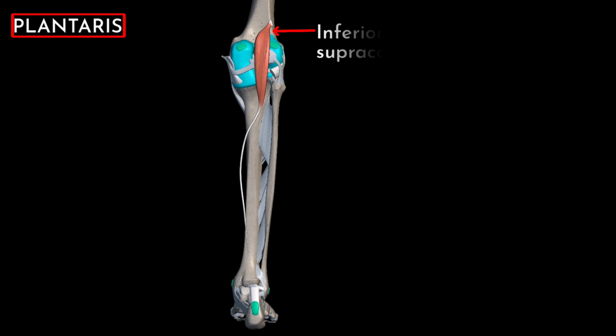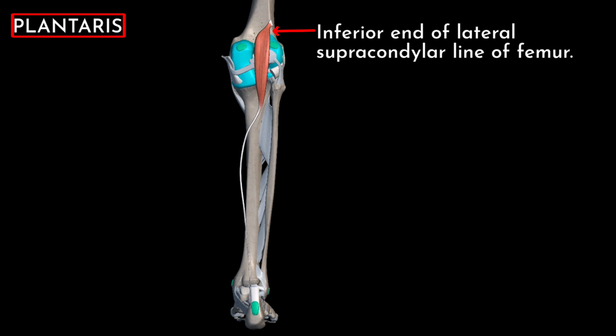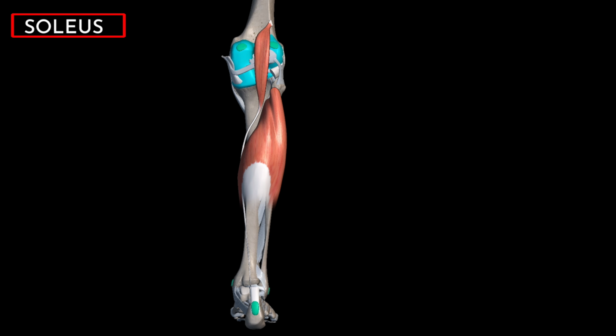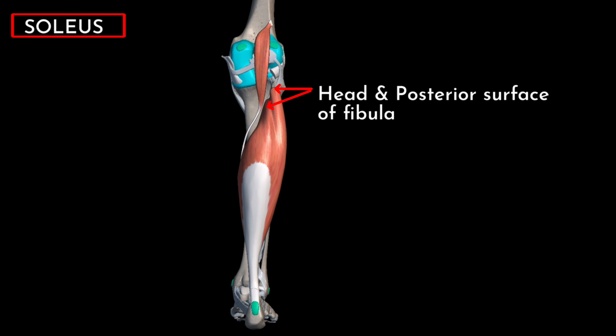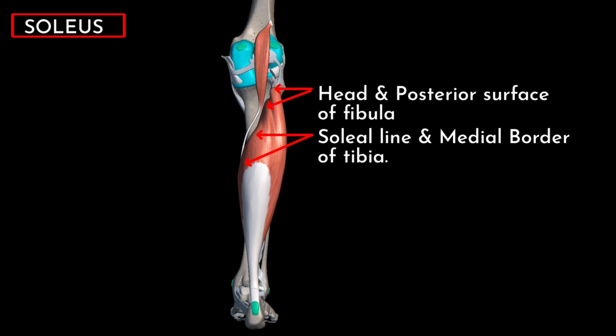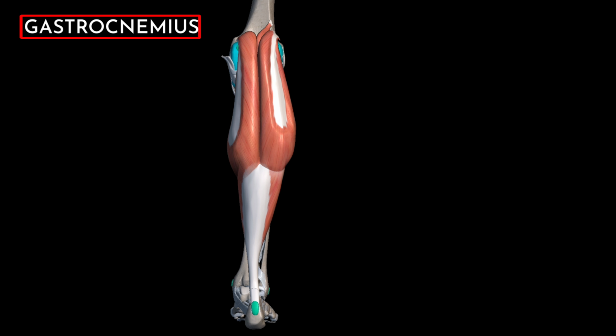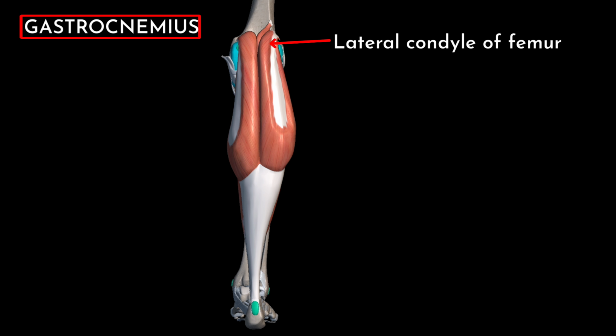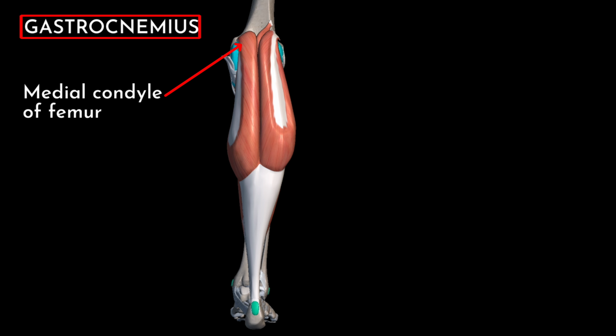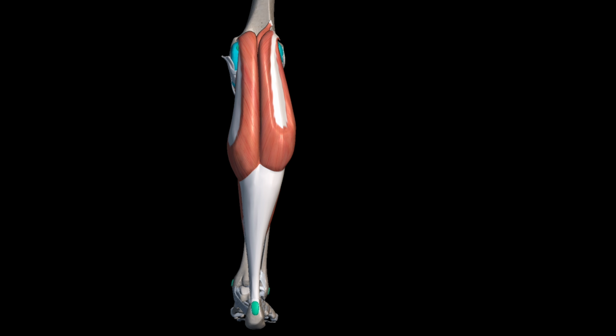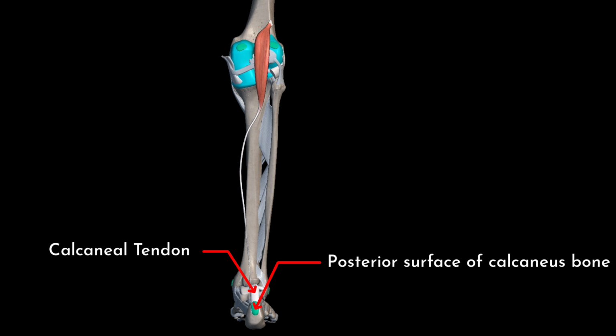Plantaris arises from the inferior end of the lateral supracondylar line of the femur and the oblique popliteal ligament. The soleus muscle arises from the head and posterior surface of the fibula, soleal line, and medial border of the tibia. Gastrocnemius has 2 heads. The lateral head arises from the lateral condyle of the femur, while the medial head arises from the medial condyle of the femur. All these 3 muscles are inserted at the posterior surface of the calcaneus bone via the calcaneal tendon.